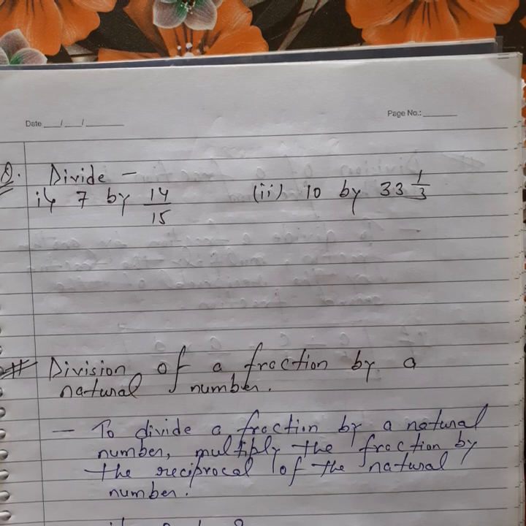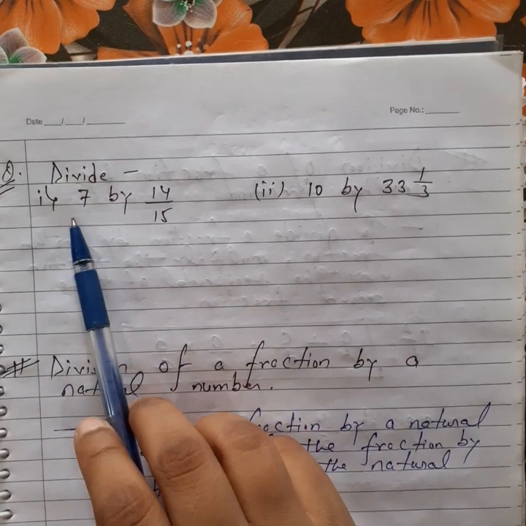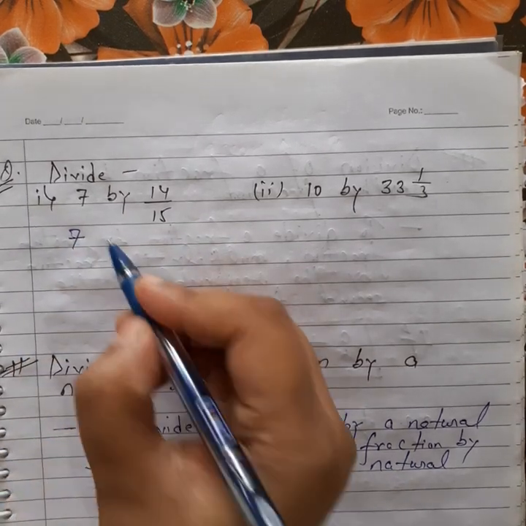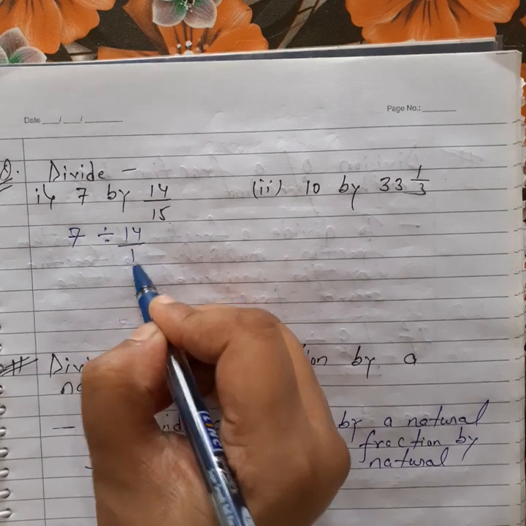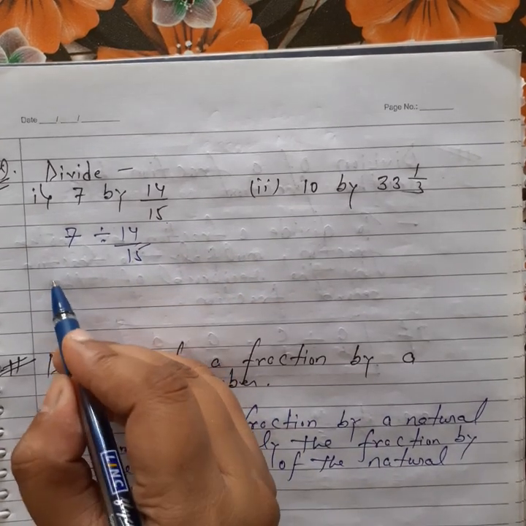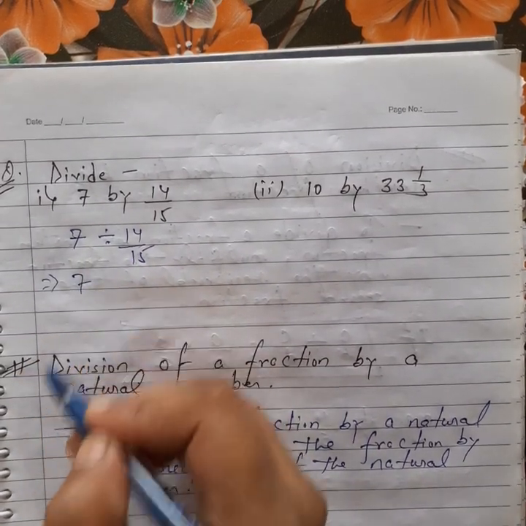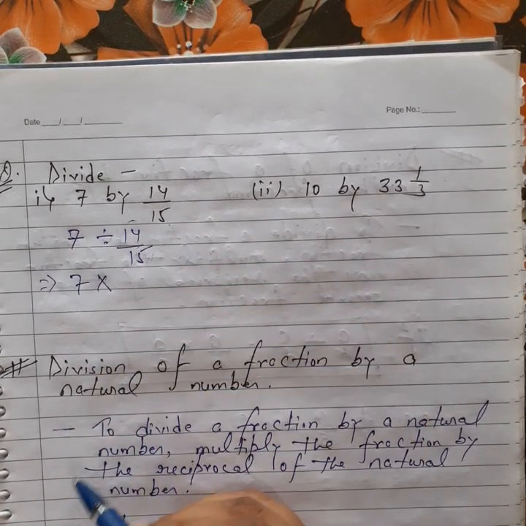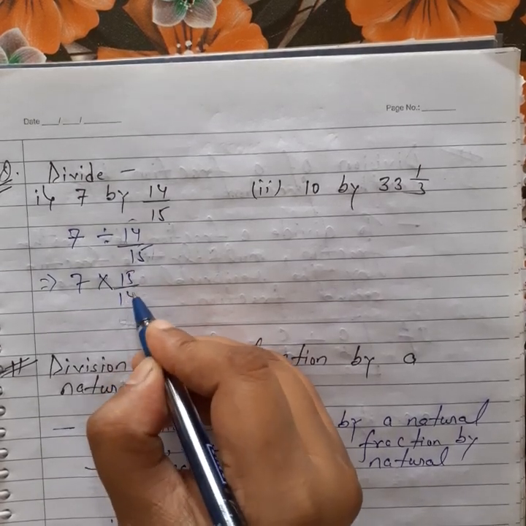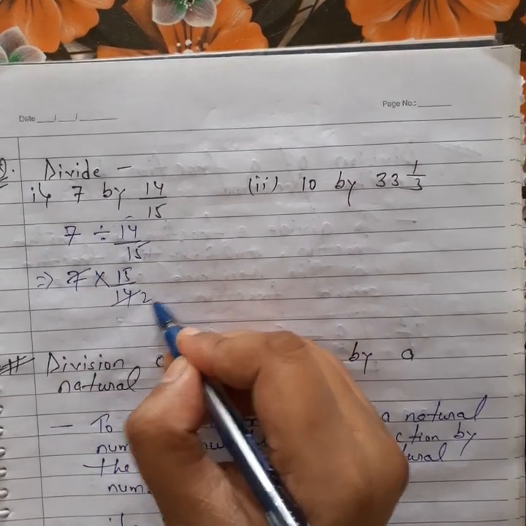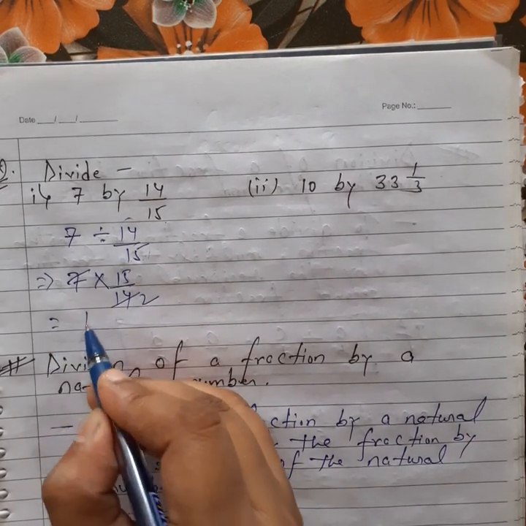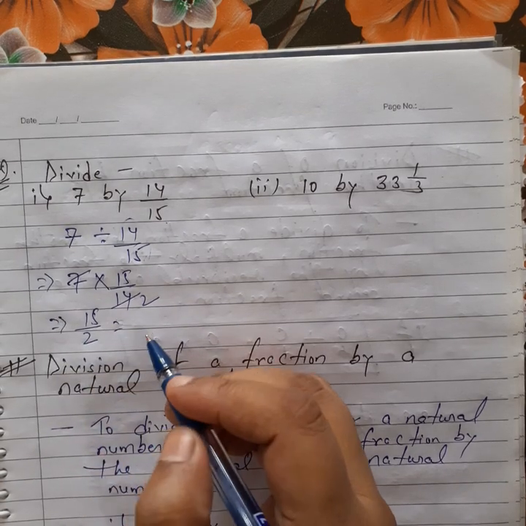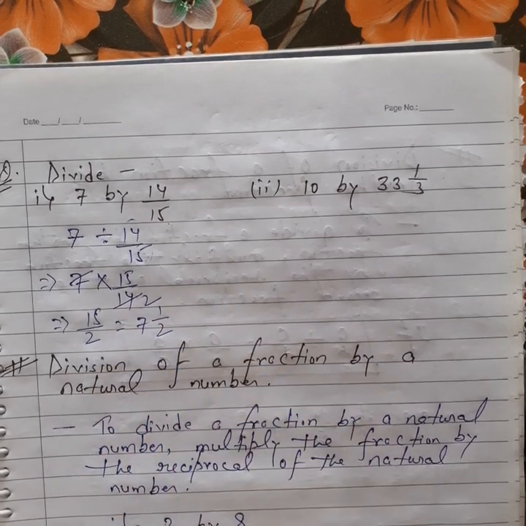Here we have some questions. The first question is divide 7 by 14 by 15. We have to divide the whole number 7 by 14 by 15. What we have to do? We multiply the whole number 7 with the reciprocal of 14 by 15. It becomes 15 by 14. 7 twos are 14 and our answer is 15 by 2. Now we can change it into mixed fraction as well.